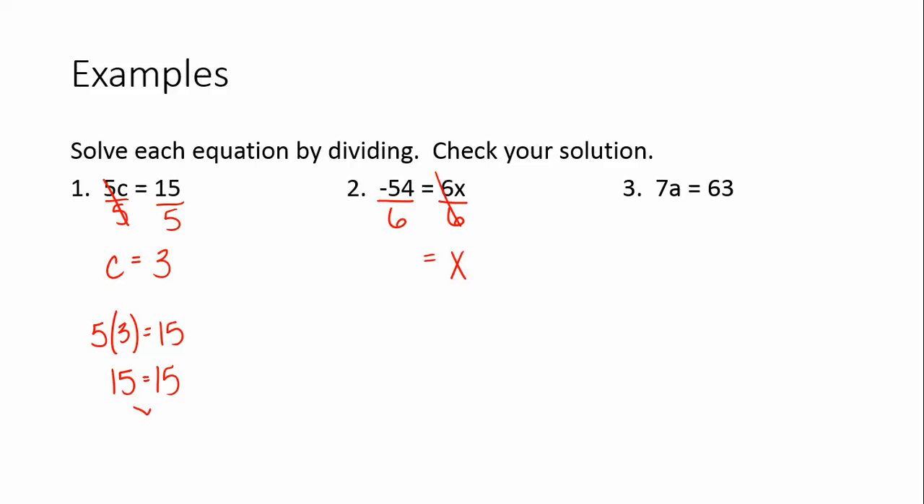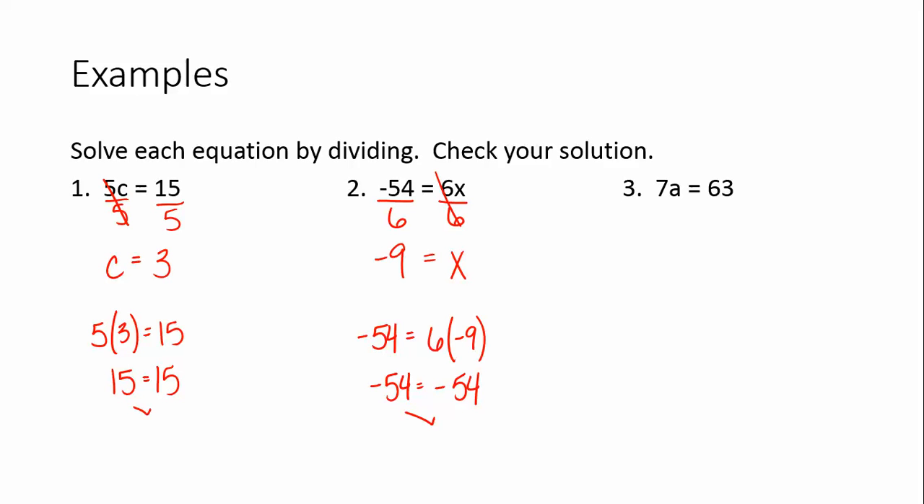54 divided by 6 is 9, but remember it's a negative divided by a positive, so our answer is negative 9. Now we need to check our solution. Negative 54, what is 6 times negative 9? So we get negative 54 equals 6 times negative 9, positive times a negative is a negative, 6 times 9 is 54. So our answer works.